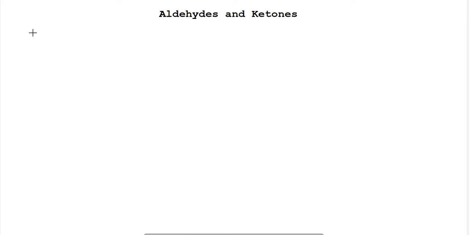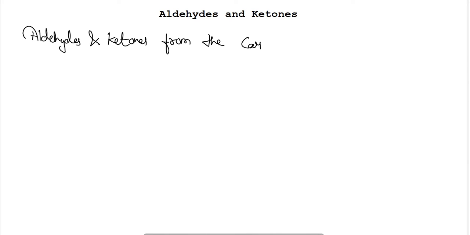Aldehydes and ketones both are functional groups from the carbonyl compound family. So what are these carbonyl compounds? First, let's discuss this.